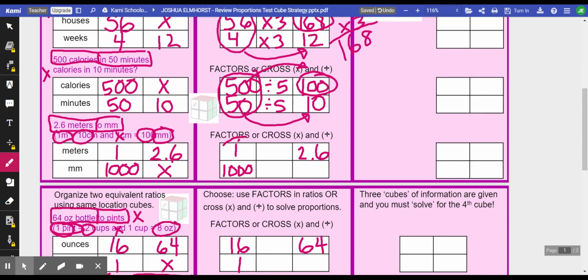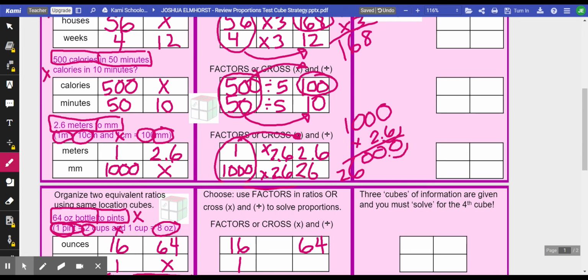Okay, and so we look at our ratio over here and compare. We're going from 1 to 2.6, so that's times 2.6 as our factor. And 1,000 times 2.6. So it's just going to give us 0, 0, 0, and then 2, 6 once we multiply all this. And then we move the decimal over one place in our answer. And so we get 2,600.